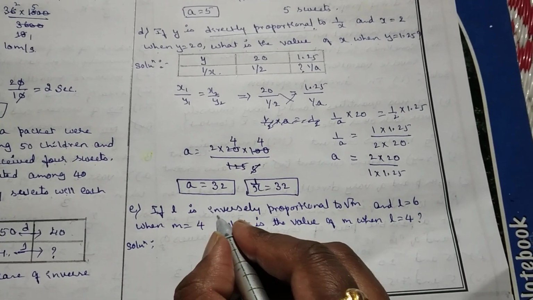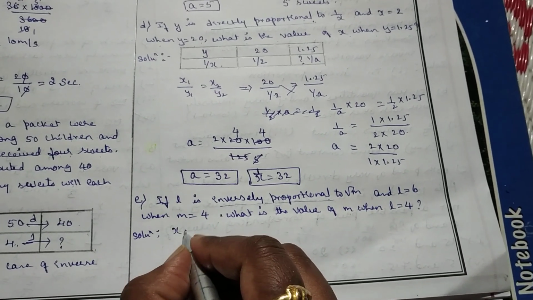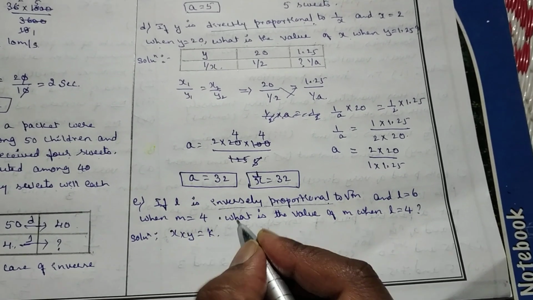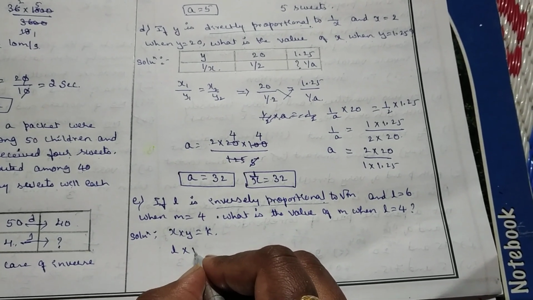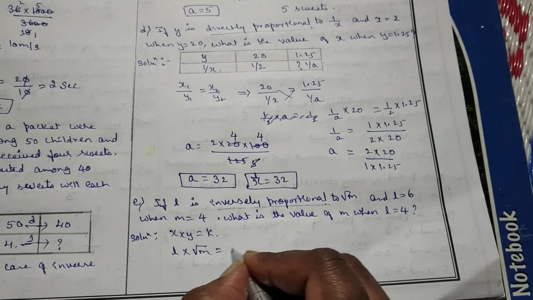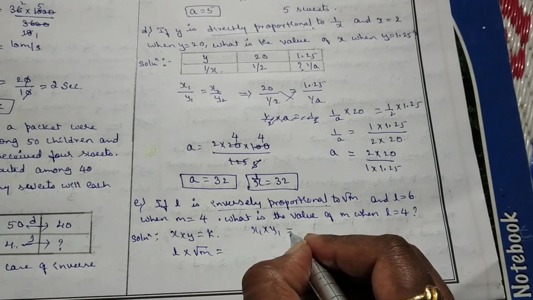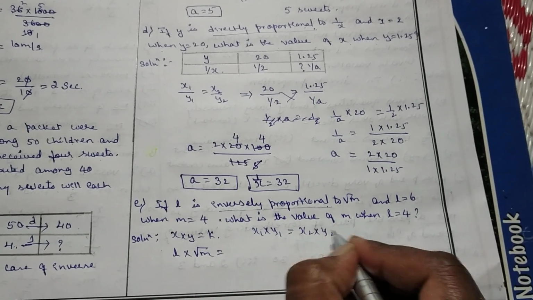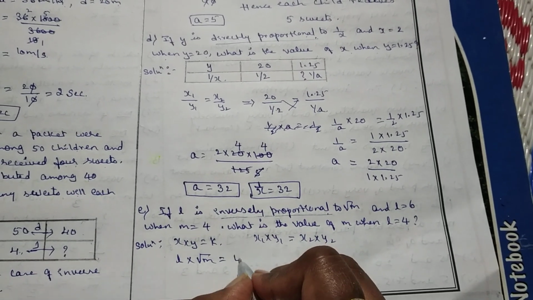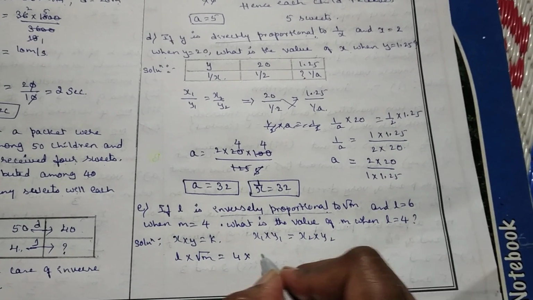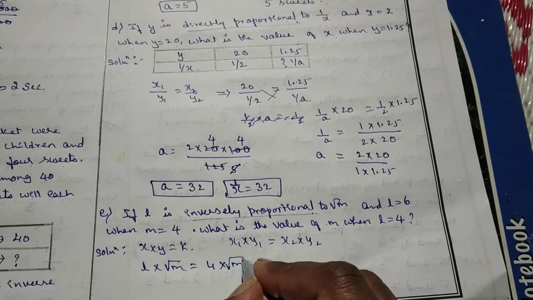Here, clearly the proportion is inverse, that is, the product of the two quantities is equal to a constant. So let me take it directly: L into root m is equal to the other one, that is x1 into y1 equals x2 into y2. So x2, that is the L value, is 4, and then we need to find the m value, that is the root m value.